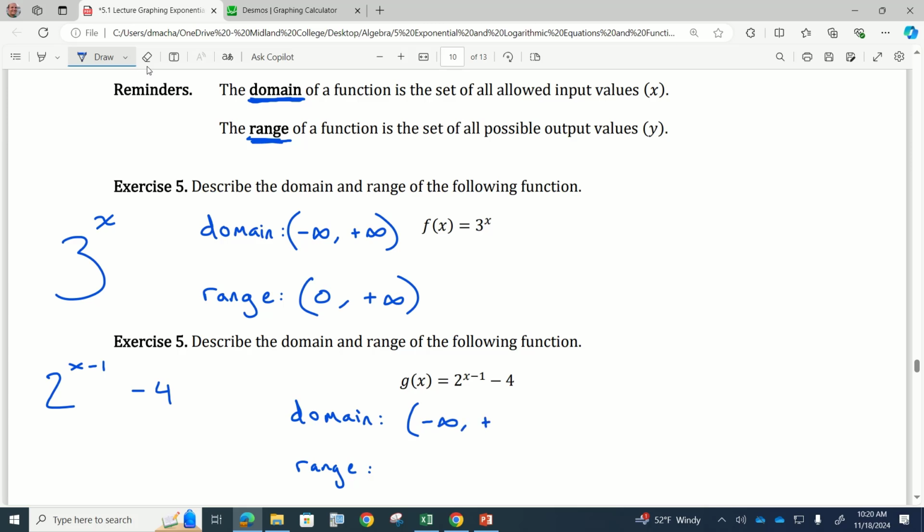So the domain is asking what numbers are you allowed to plug in for x? And just like before, I can plug in any real number for x, and 2 raised to any real number is still going to be a real number, so I'm good. I don't have to worry about restricting the domain because I can do anything for my x value. What's the range this time?